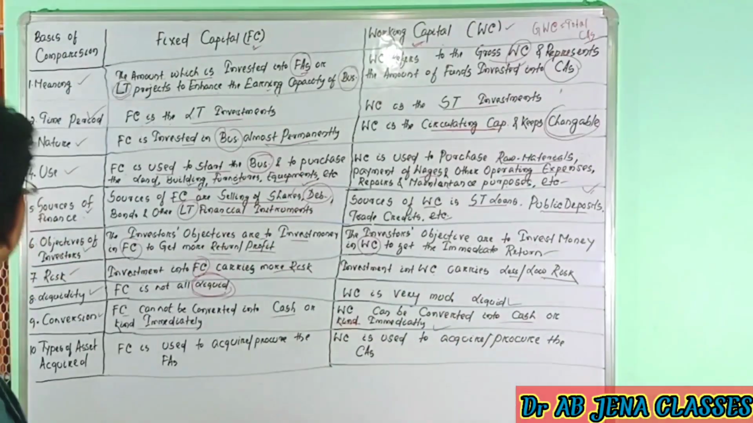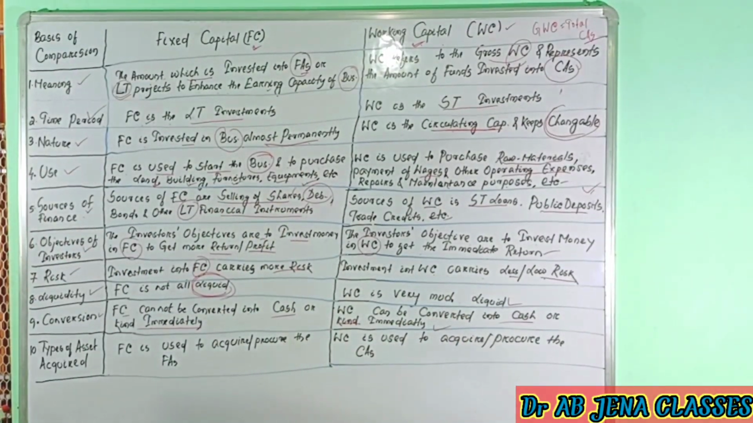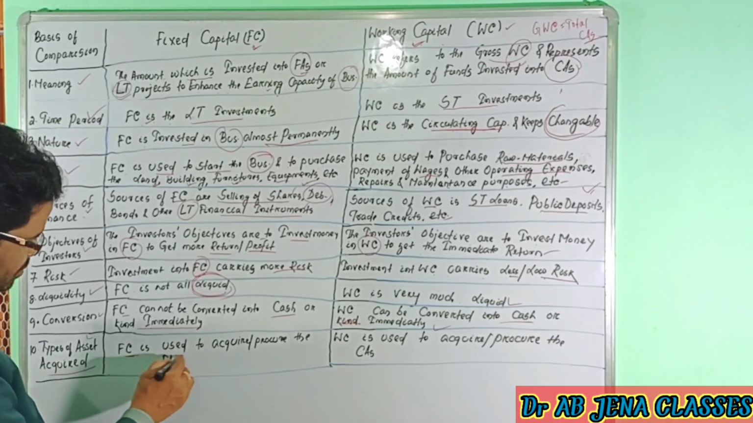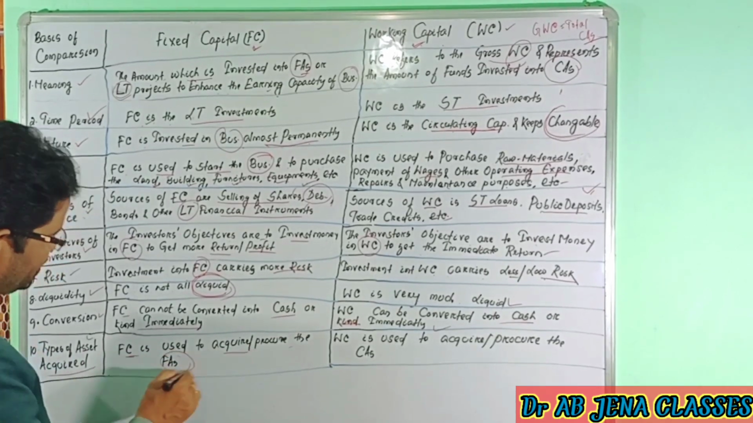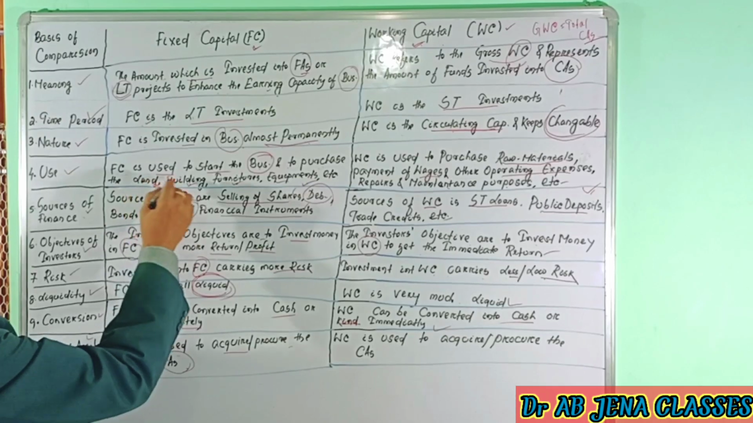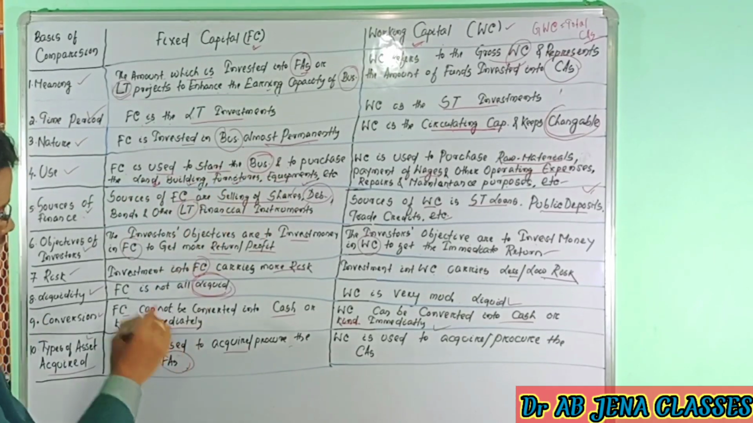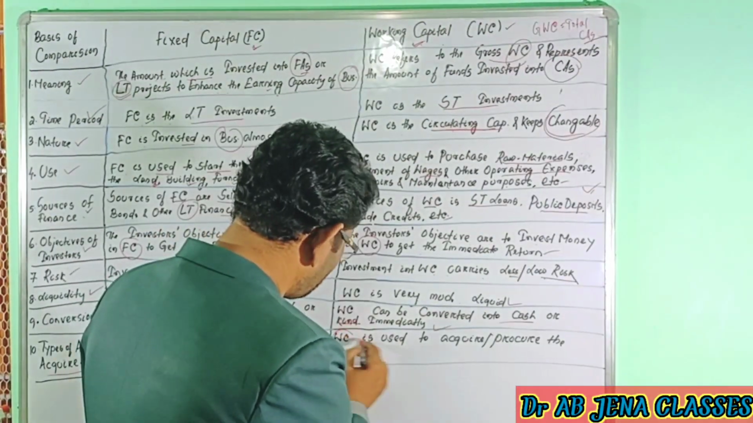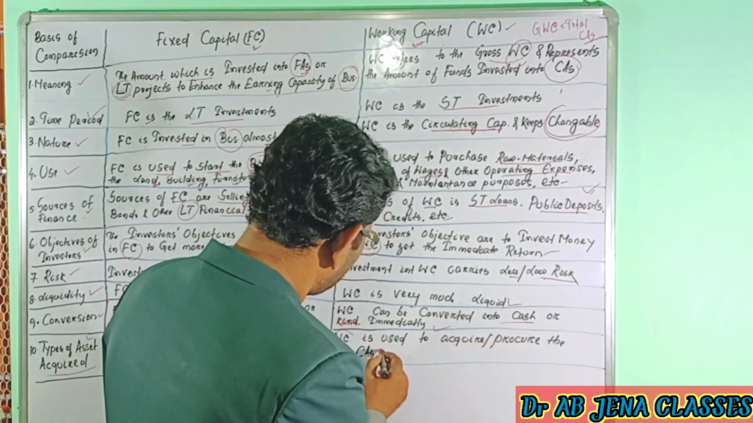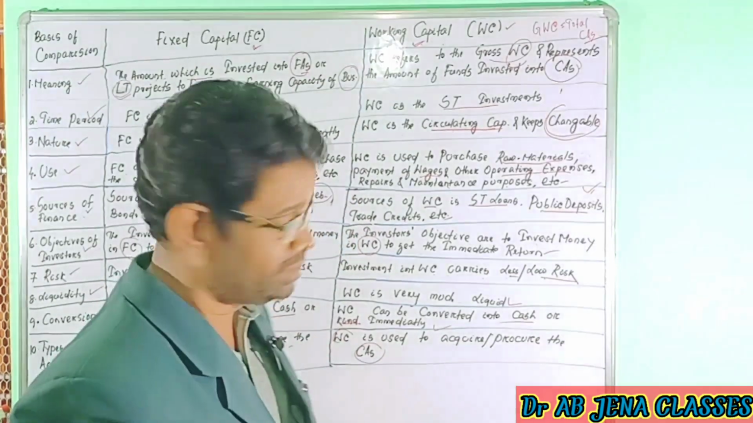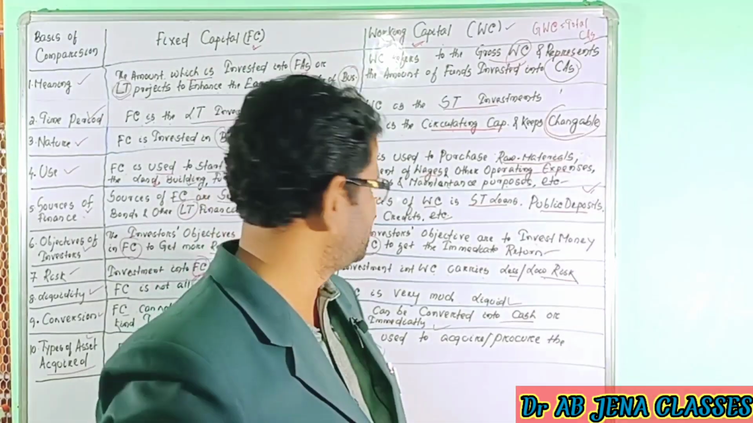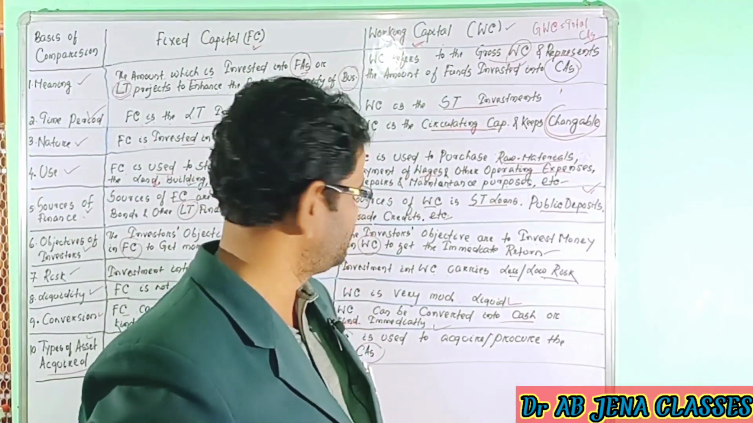Last but not the least, the basis of comparison is the types of assets acquired. Fixed capital is used to acquire or procure the fixed assets. What are fixed assets? These are the land, building, furniture, equipment, etc. Working capital is used to acquire or procure the current assets, like the raw materials, debtors, then the short-term investment like this.